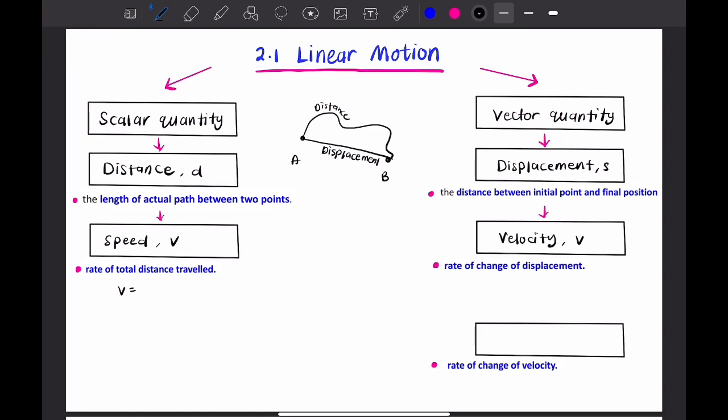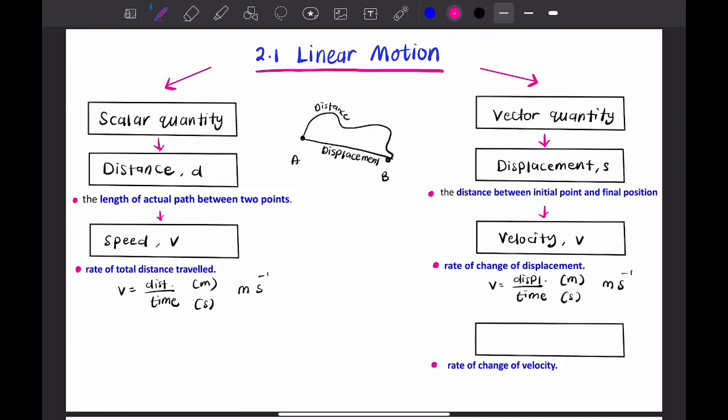Now we are going to look at the formula. The speed is equal to distance over time, and the unit for distance is meter, the unit for time is second. So the unit for speed is meter per second. For velocity, it is displacement over time, where the unit for displacement is also meter, and the time is second, so the final unit is meter per second.